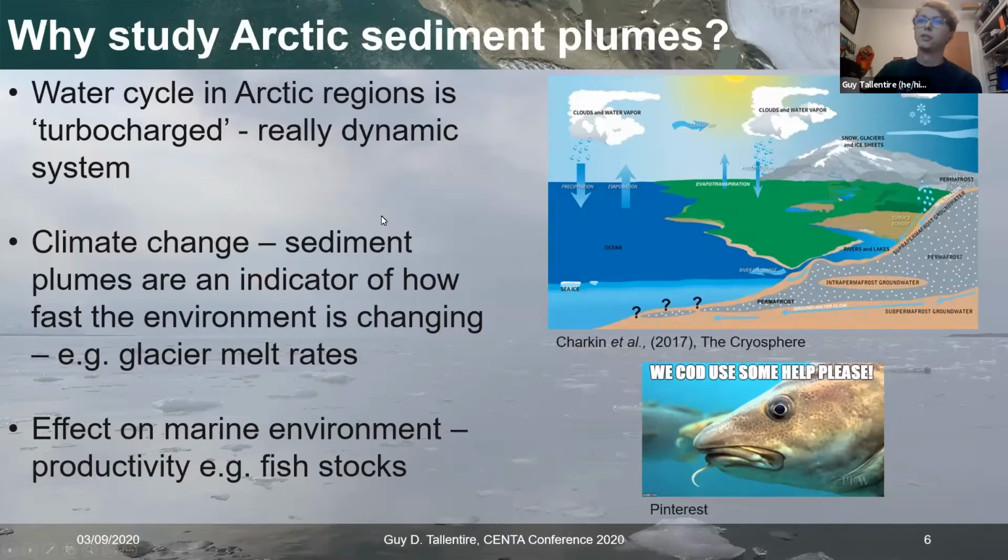Well, there's climate change, and sediment plumes are a great indicator of how fast the environment is changing. They are a great proxy or analog for glacier melt rates. You can determine how much water is reaching the fjord by the amount of sediment that's in the plume. And also plumes are really important for the marine environment. In terms of productivity, it's not my specialty, but fish stocks and marine plankton and things rely upon the minerals from the sediment that reaches the oceans.